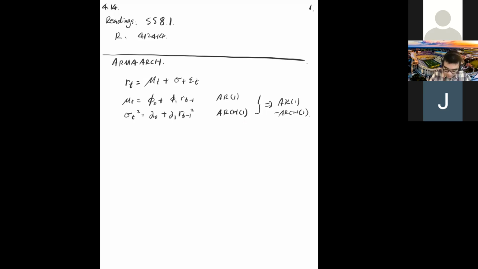Okay, so that's the setup of the ARMA-ARCH(1) model. And now a more practical question is how can we fit an ARMA-ARCH model? In today's class, we will basically talk about how to fit this model, and what criteria we want to look at. So how to fit an ARMA-ARCH model.